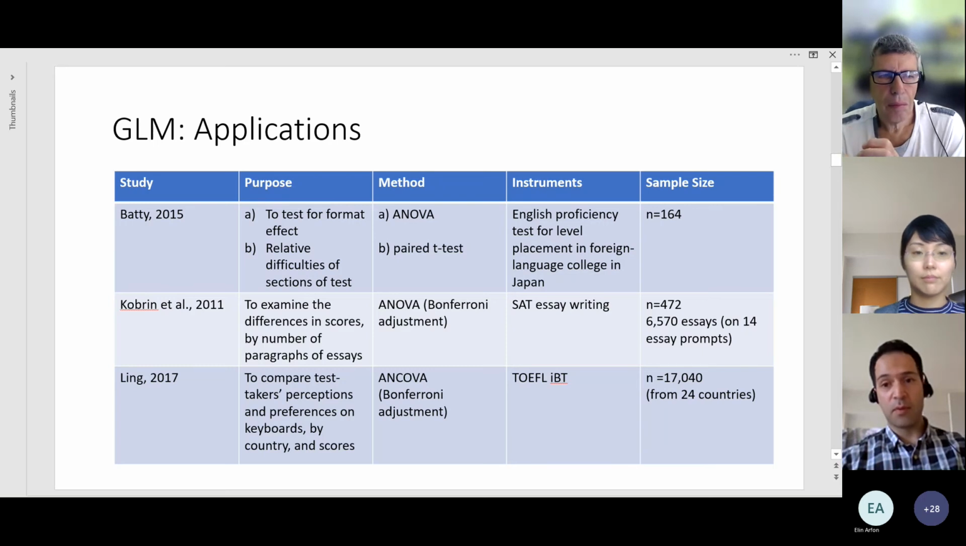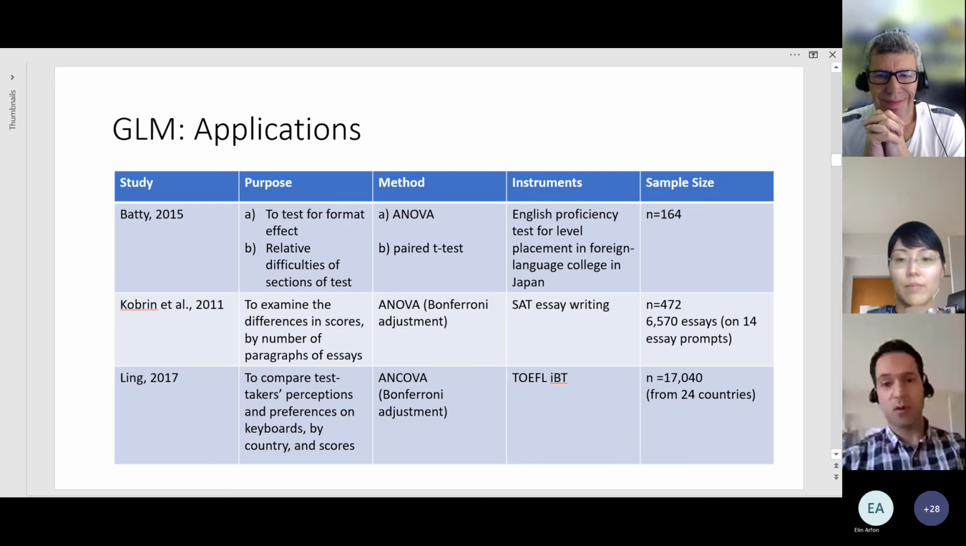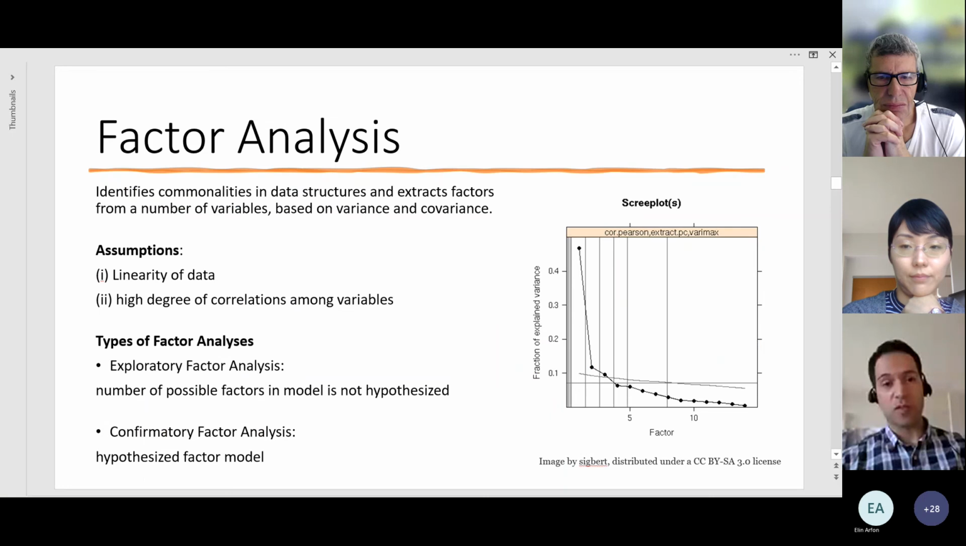The other two examples that I would like to share with you have also used large sample sizes. Cobrin and colleagues in 2011, as well as Ling 2017, which has an impressively large number of participants in the study. They have used ANCOVA, ANOVA, for example, Cobrin with Bonferroni's adjustment for a variety of purposes. I suggest that you take a look at them if you want to familiarize yourself with how the data analysis has been used. Then comes factor analysis.